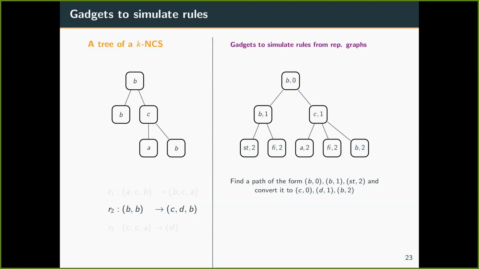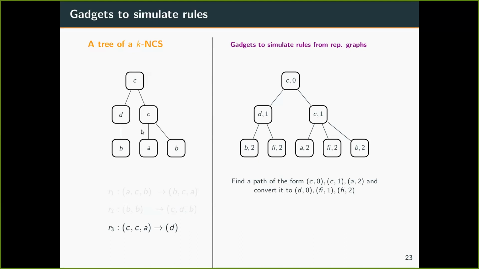To mitigate this problem, we construct a gadget which finds a path of the form B, 0, B, 1, ST, 2 and converts it to C, 0, D, 1 and B, 2. In some sense, we are using the ST states to serve the purpose of creating new nodes. Okay. And this is the net effect of using this gadget.